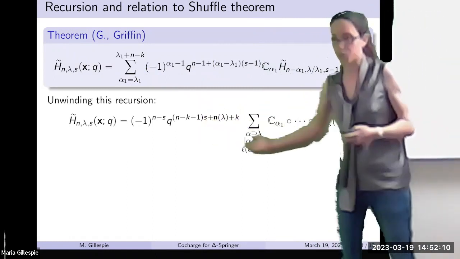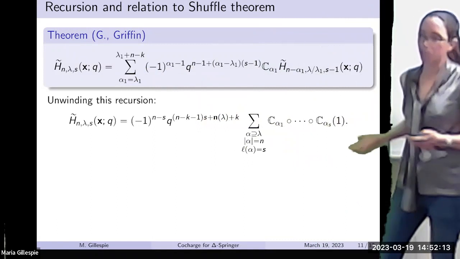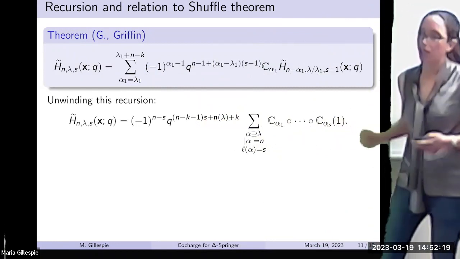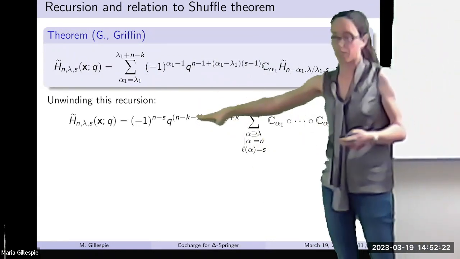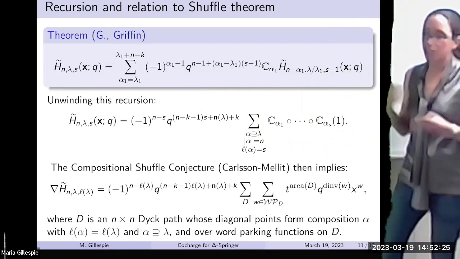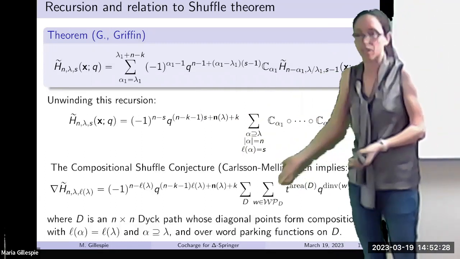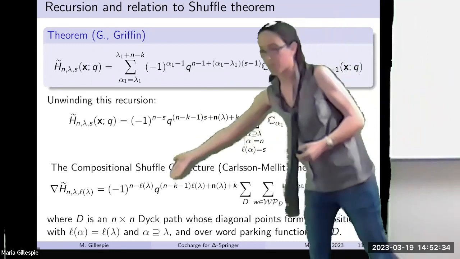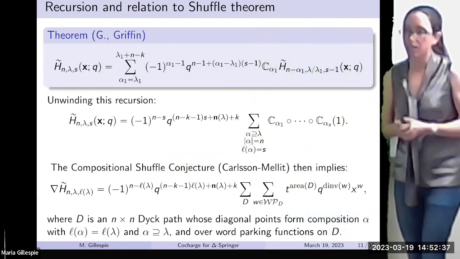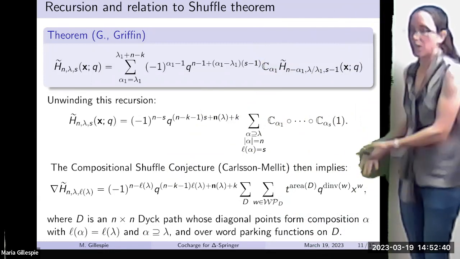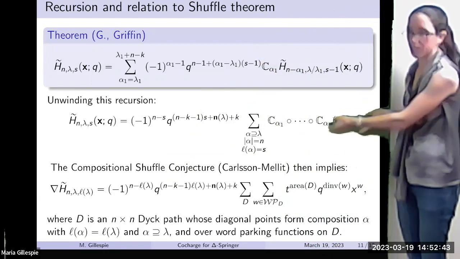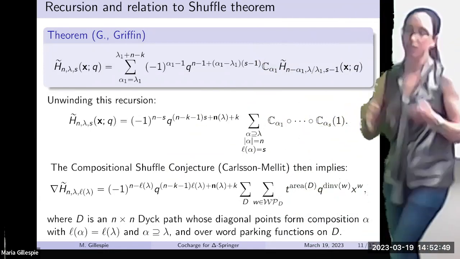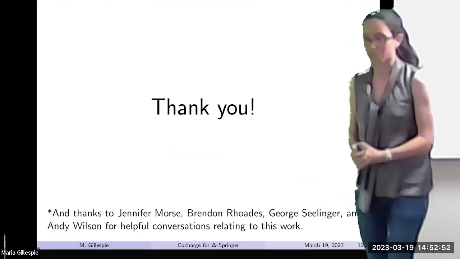So you can also unwind this recursion to get a sum of these compositional Hall-Littlewoods. So these are the compositional Hall-Littlewoods, where it's not necessarily a partition on your subscripts. And we have a decomposition now in terms of the compositional Hall-Littlewoods. And just for fun, we can plug in the compositional shuffle conjecture, which was proven by Carlsson and Mellit, to get a formula for the Nabla operator applied to H tilde n lambda s in terms of parking functions and area and dinv, just because that's what this summation tells you. The compositional shuffle conjecture tells you that this composition of creation operators has a formula like this. So that's our last result, and thank you very much for listening.